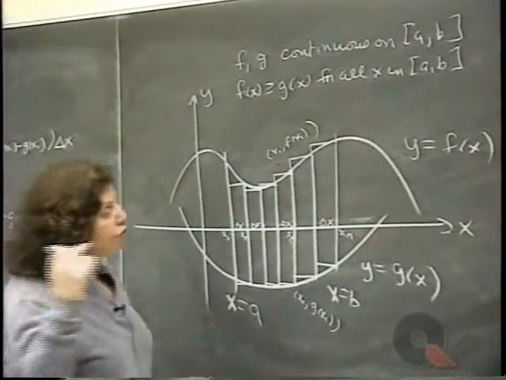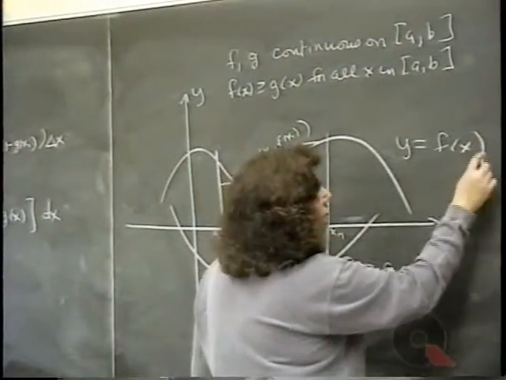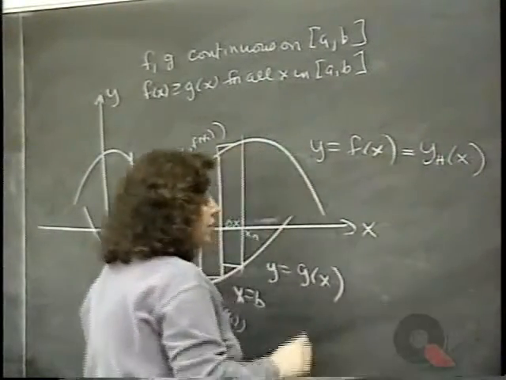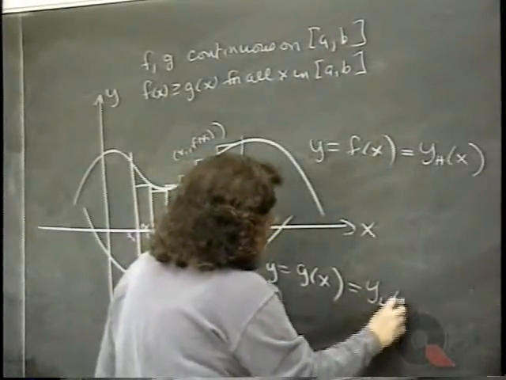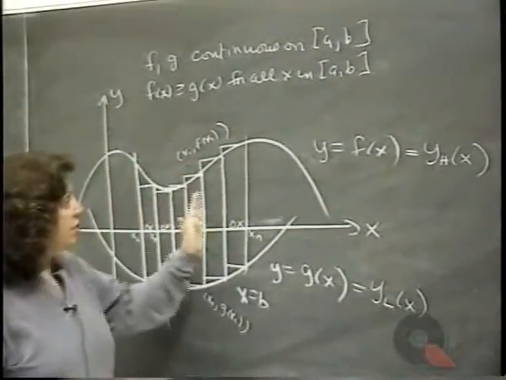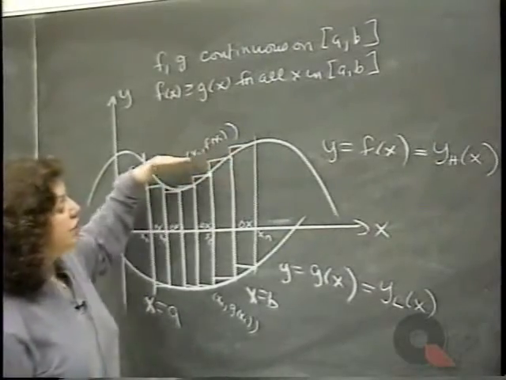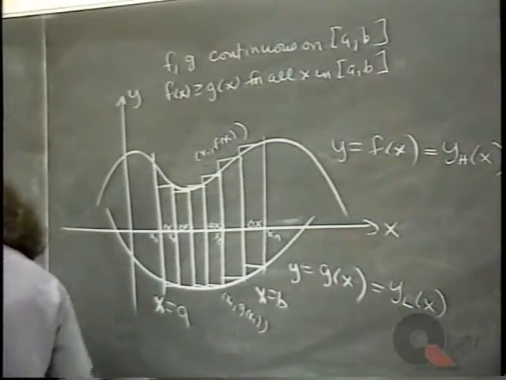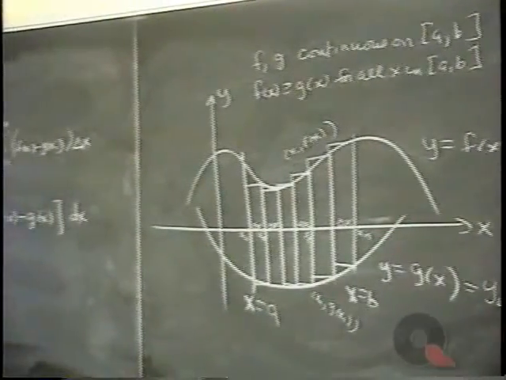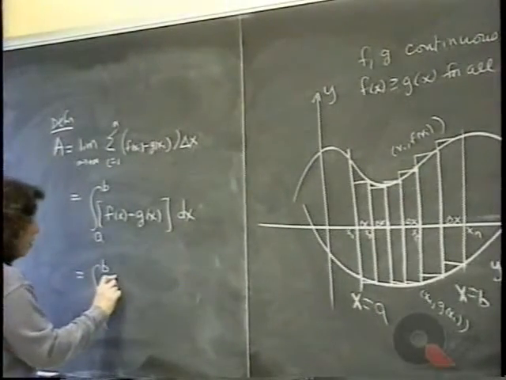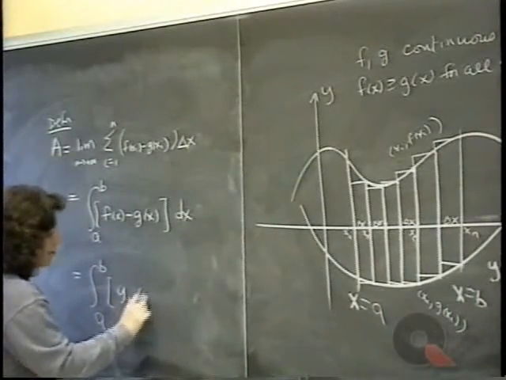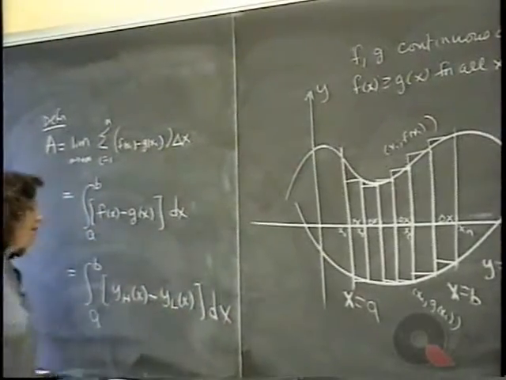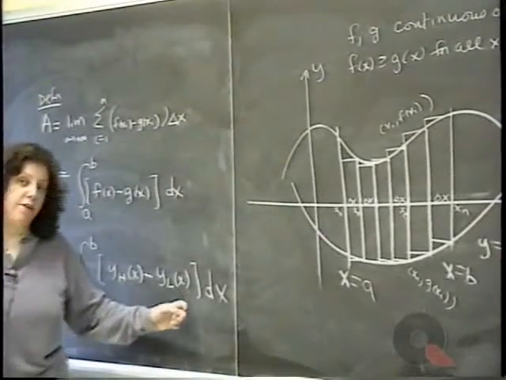So permit me to rename this function. Instead of f of x, let's call it y sub h of x, and let's call this one y sub l of x. In other words, meaning that in this region between a and b, the f curve is the high curve and the g curve is the low curve. So I'm going to change this to the integral from a to b of y h of x minus y l of x dx. The y value of the high curve minus the y value of the low curve from a to b.